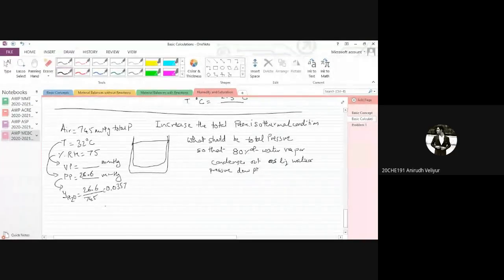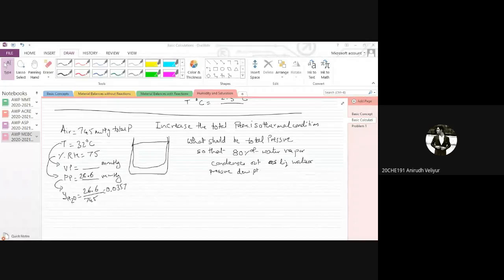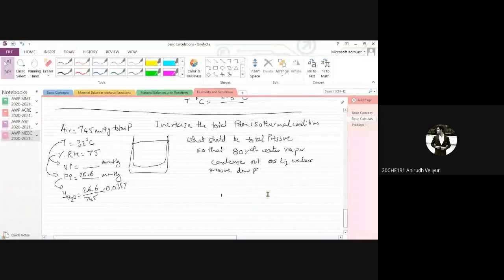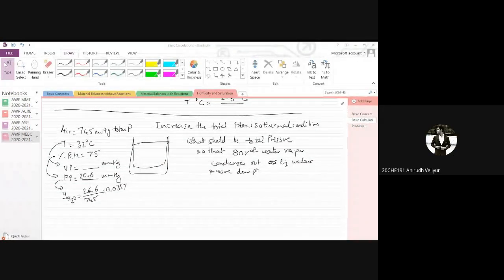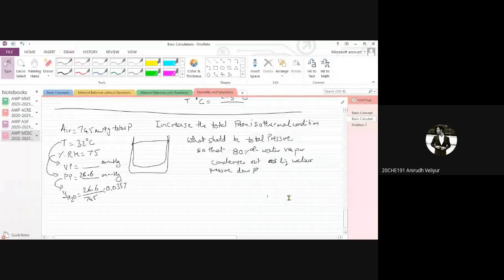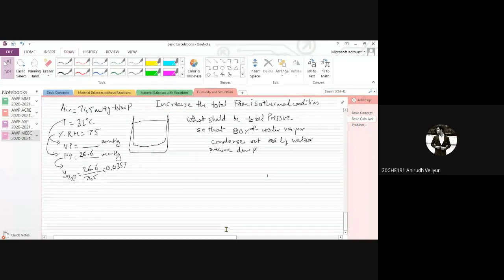With this mole fraction, sir, because in the question it has been given that 80% has been removed, because the water is already less in amount compared to the dry air, we can say that 20% of this mole fraction will remain in the beaker.